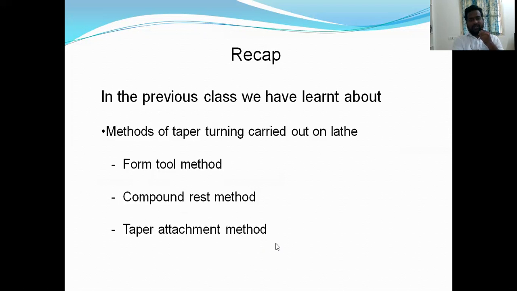So in this, the length of the workpiece is more, right? In the form tool method, the length of the workpiece is less, that means the taper shape is less. In the compound rest method, the taper shape is medium, and in this the taper shape is more, right?